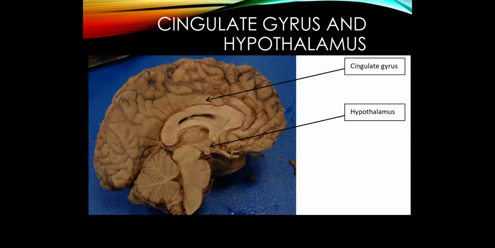Now, the hypothalamus has thalamus in it, so it's part of the diencephalon. So here the whole diencephalic structures are located kind of back in this area, and this more ventral portion right here is the hypothalamus.